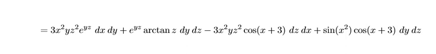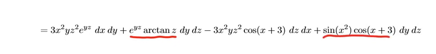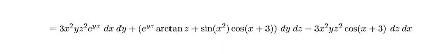So we're almost there. We just want to recombine some terms so we can make this look a little bit nicer. I have this batch of stuff here times a dy dz, and then I have this batch of stuff there times a dy dz as well. So we're just going to recombine those into one term, and when you do that, you come up with your final answer. 3x squared yz squared e to the yz dx dy plus the quantity e to the yz times arctan z plus sine of x squared times cosine of x plus 3, that whole thing times dy dz, minus 3x squared yz squared cosine of x plus 3 dz dx.